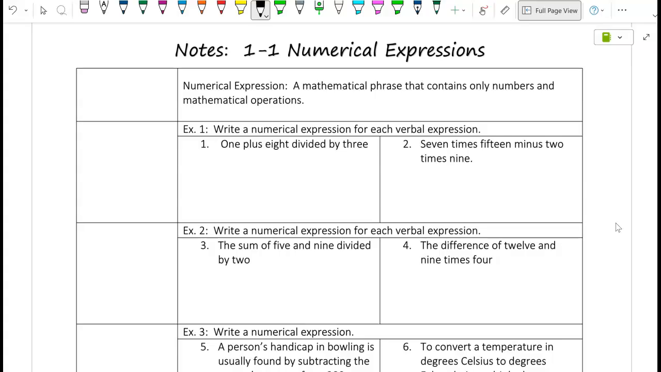So the first example here says, write a numerical expression for each verbal expression. So the first one they give us, 1 plus 8 divided by 3. So it's really just breaking that down. We have the 1. So we put the number 1 in place of the word 1. Then we have the word plus, which is telling me, okay, I need to add. Then I have the number 8, 1 plus 8.